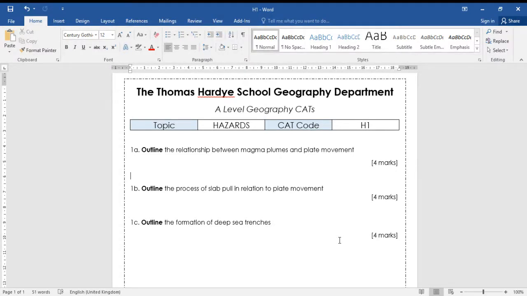It's going to vary, obviously, from question to question, how you structure that. But try and make sure that you're going into depth and detail about the processes and landforms that you've got questions on for this week.